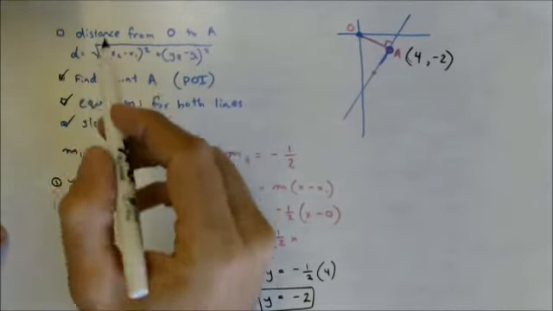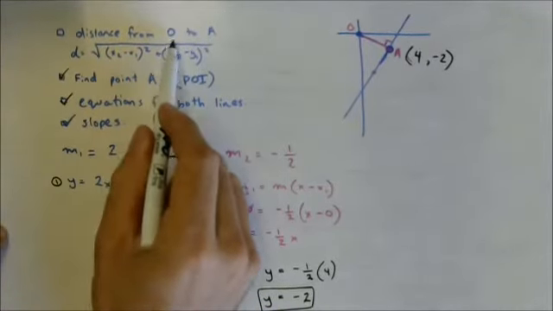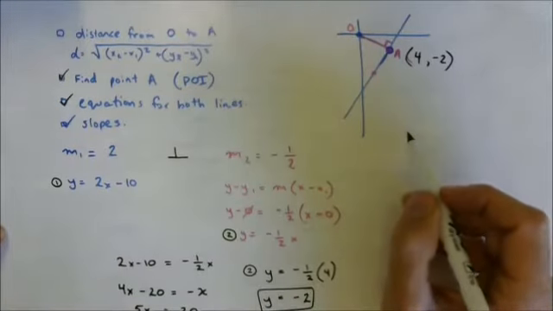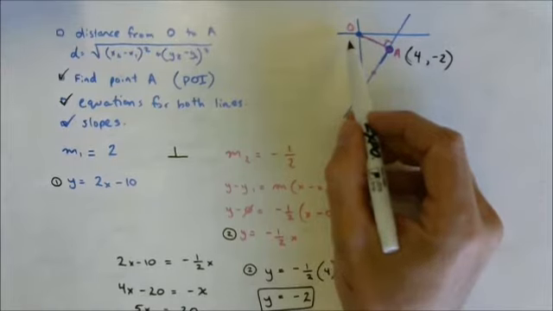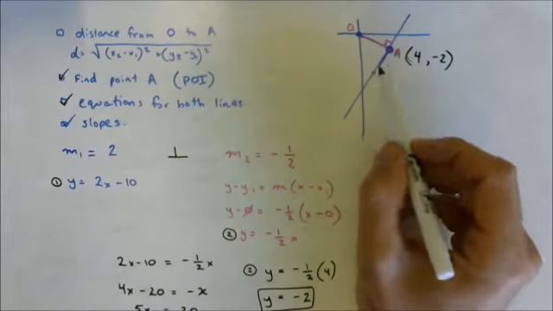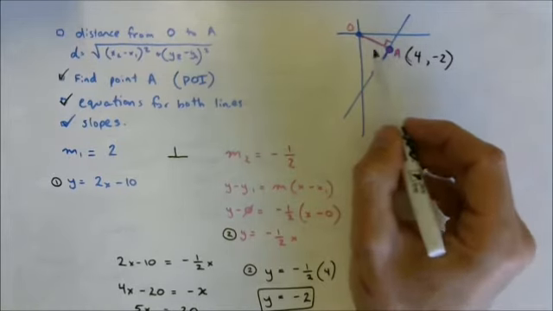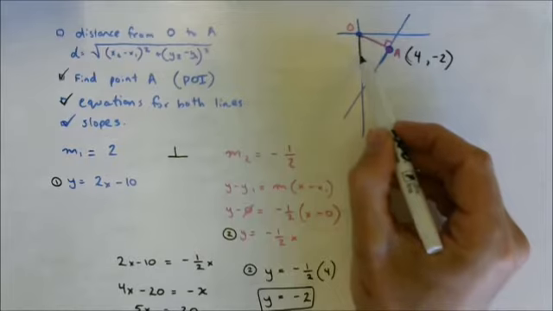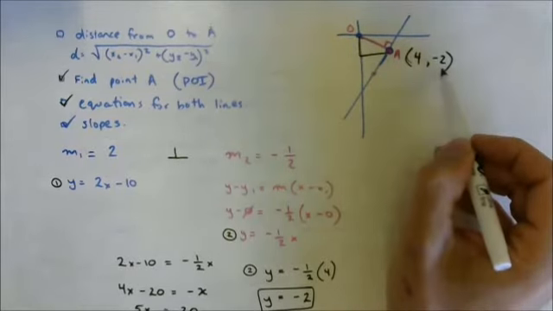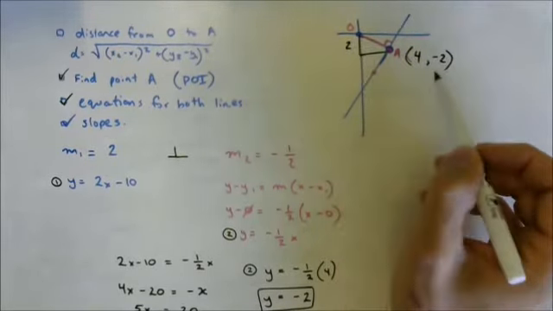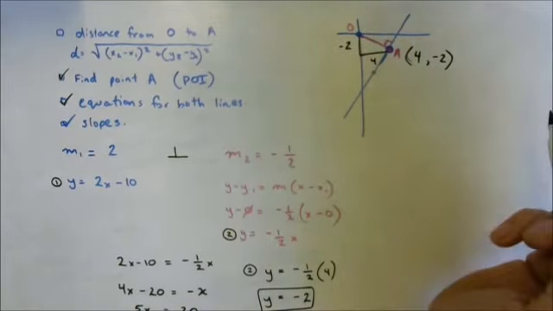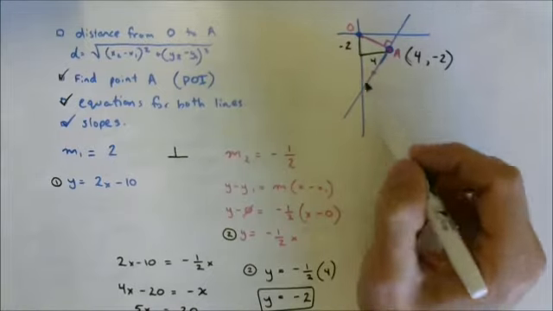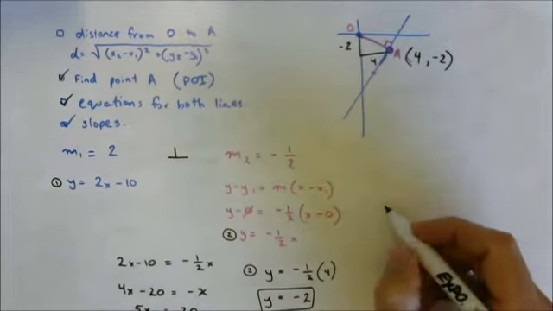Well, we found the point of intersection. Now we just need the distance from the origin to A. Because the origin is at 0, 0, we really just need the Pythagorean theorem by itself, because the change in y and the change in x are really easy. The change in y is 2, and the change in x is 4. And if you want, you could put a negative 2 there. Okay? So it's really easy. But if you want to see the whole distance formula applied, we can do that too.